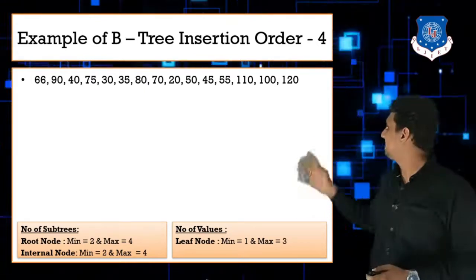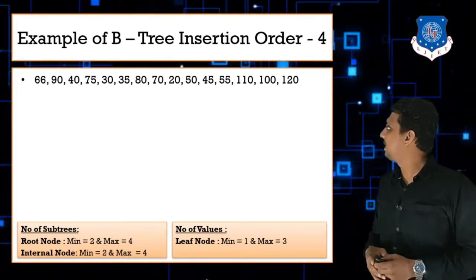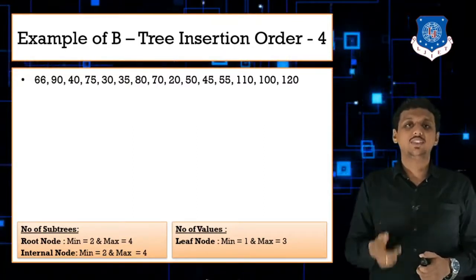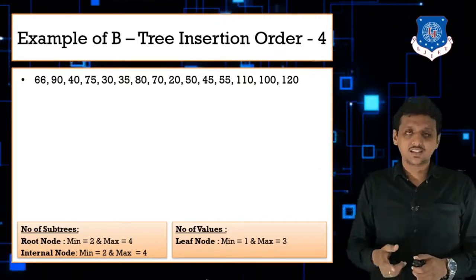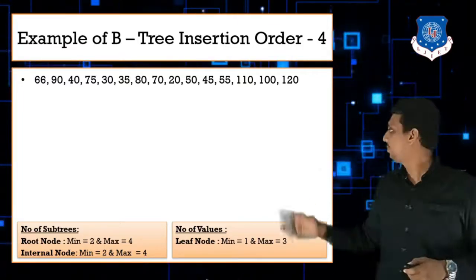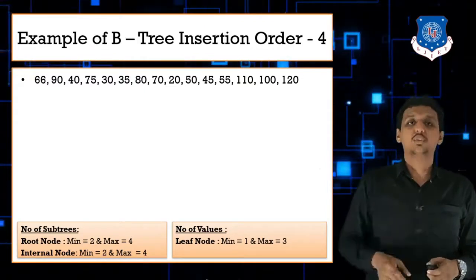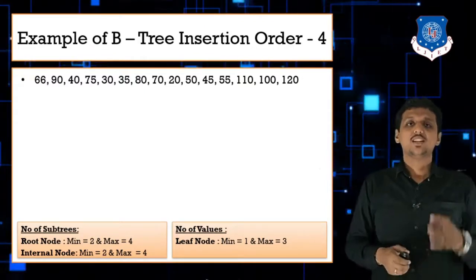Now, here is the example. We need to insert these values in our B tree. So same as AVL tree insertion, or we can say same as binary search tree insertion. We are just starting from the very first value that becomes our root node. It must be in our root node. Fine. Okay, so here it is.